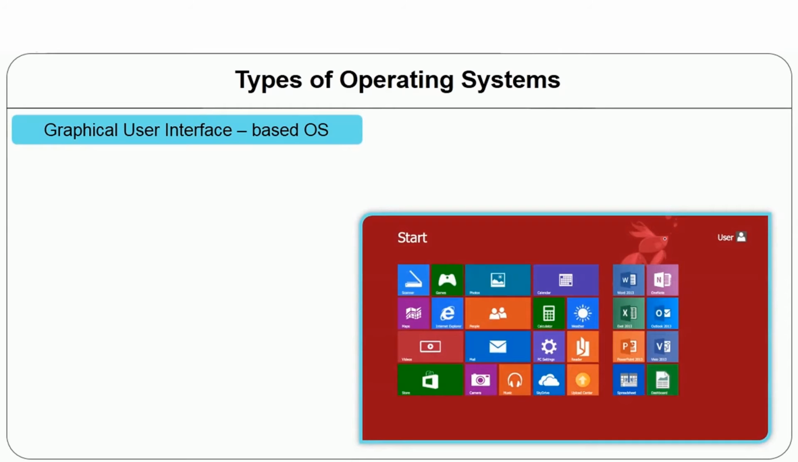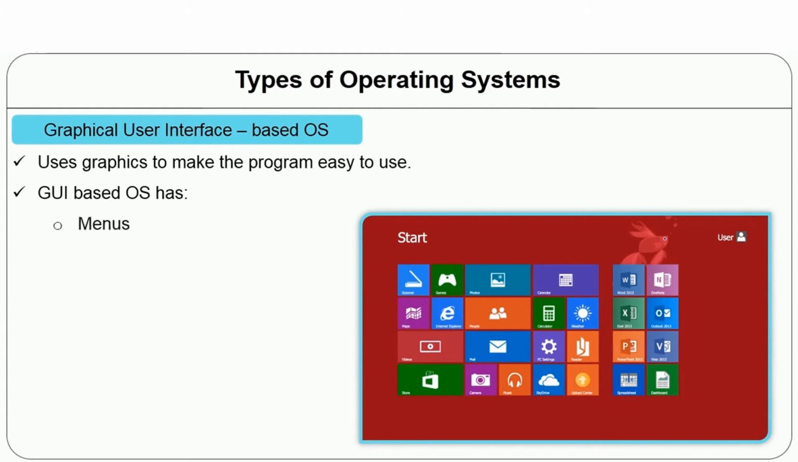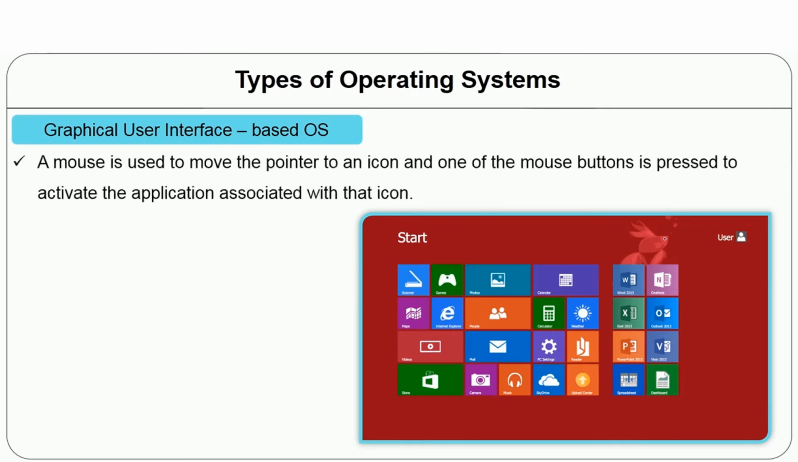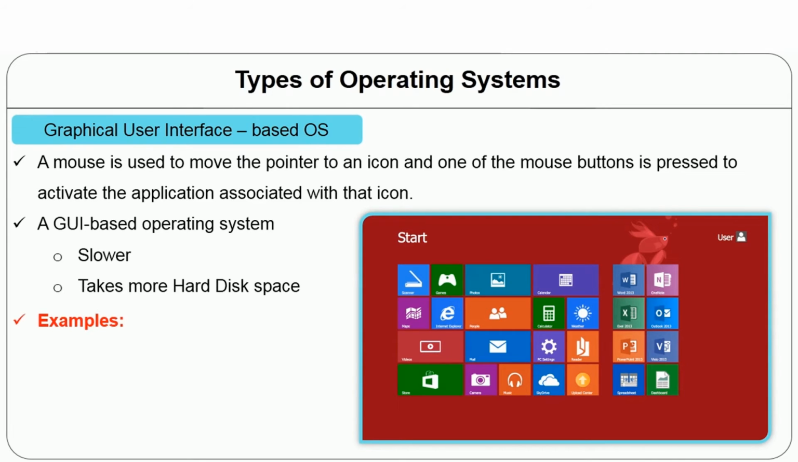Graphical user interface operating system. A GUI based operating system uses graphics to make the program easy to use. The GUI has menus, pointers and icons on the screen. An icon is a picture which represents applications and a pointer is a symbol which is displayed on the monitor. A mouse is used to move the pointer to an icon, and one of the mouse buttons is pressed to activate the application associated with that icon. A GUI based operating system is slower and takes more hard disk space. MS Windows and Linux are examples of multi-user and multitasking operating systems.